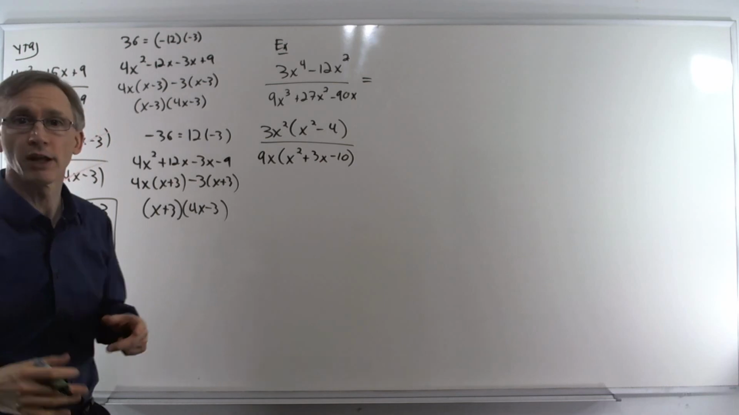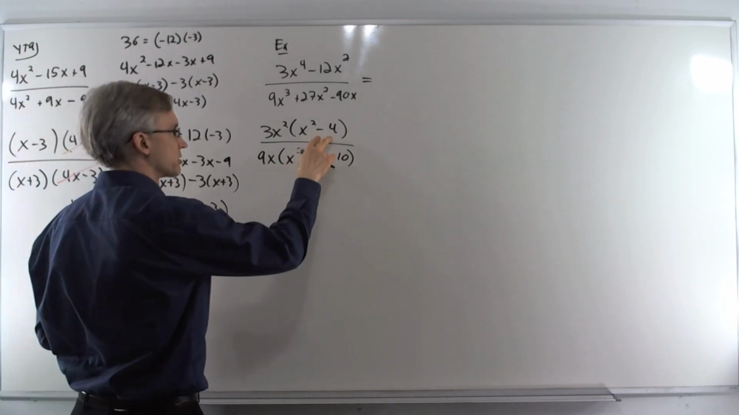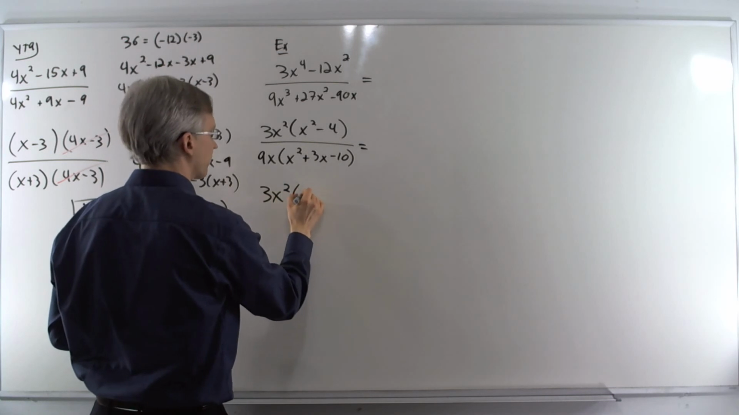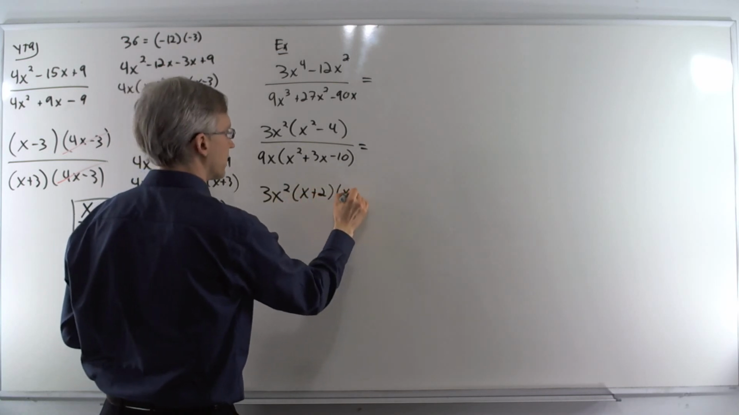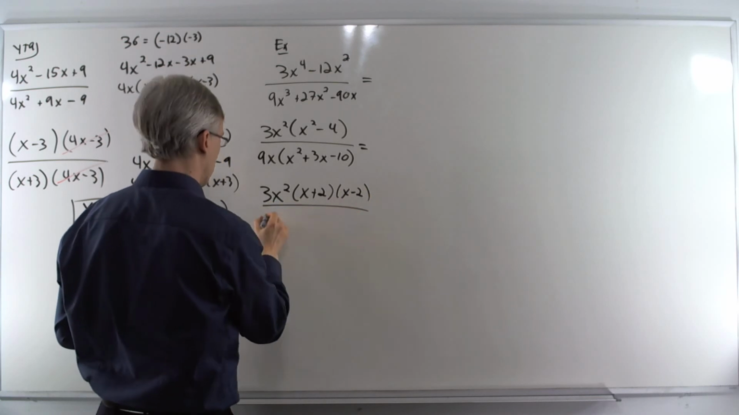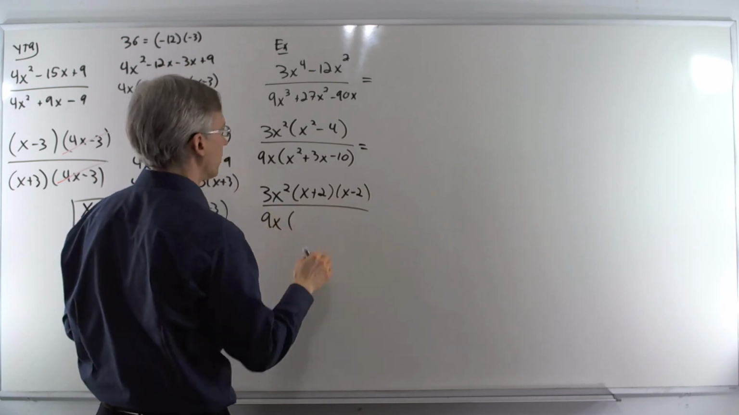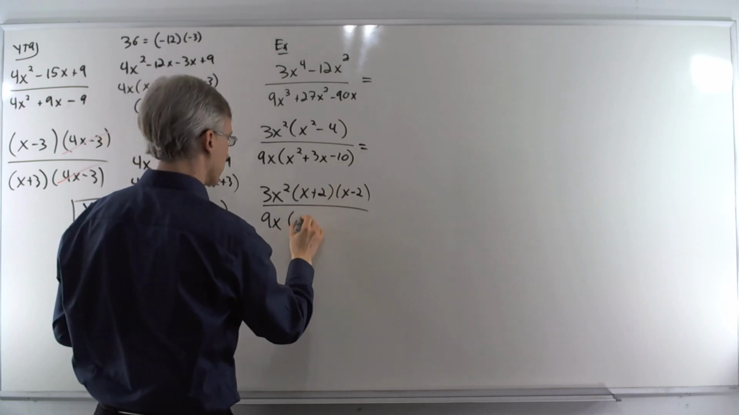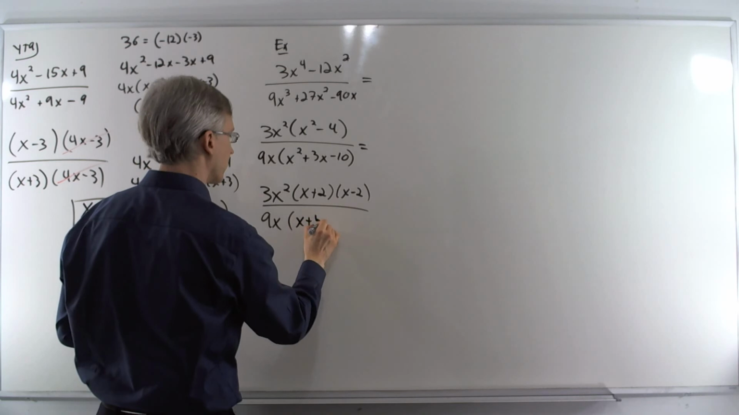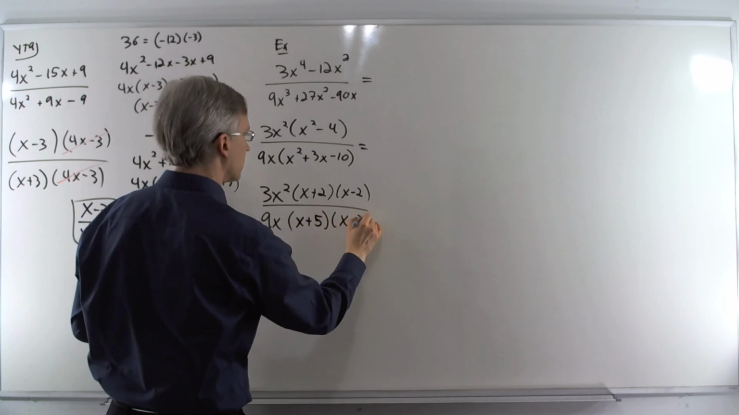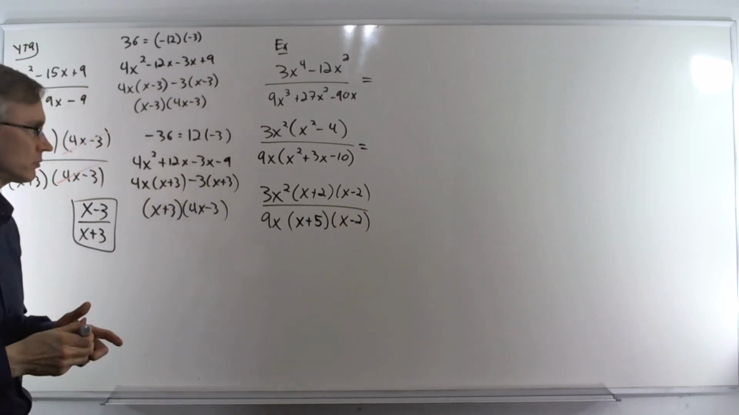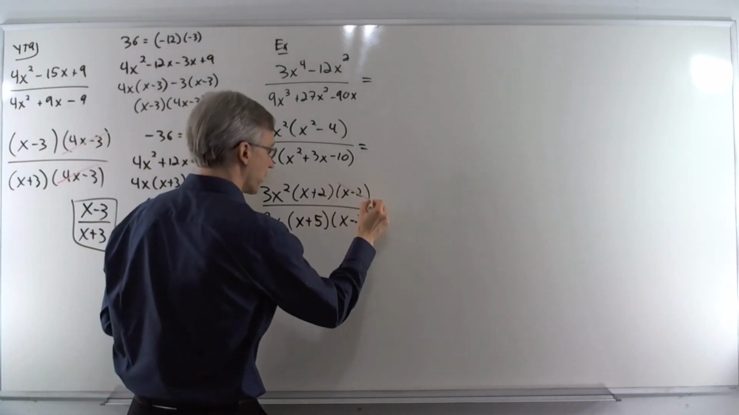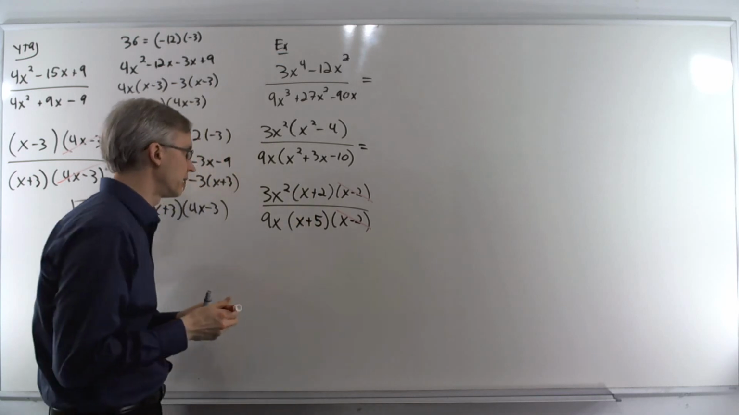All right, now that we've factored out the GCF, we see we have some factorable expressions here. Difference of squares, so it's going to factor into x plus 2 times x minus 2. And here we need two numbers to multiply to get negative 10 and add to get 3. So that's going to be x plus 5 times x minus 2. Now I've got some things to cancel. X minus 2, those binomials match. These do not, we'll have to keep those.